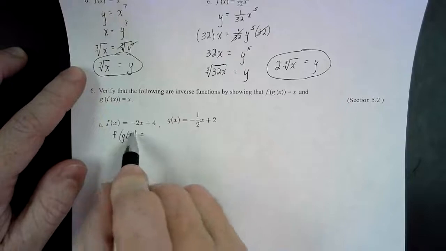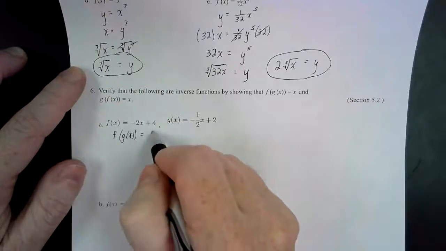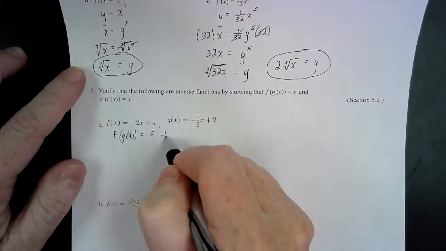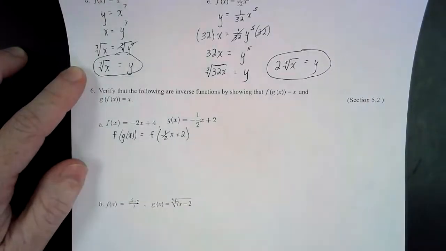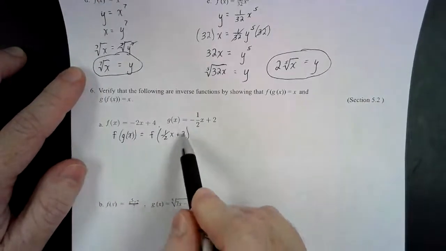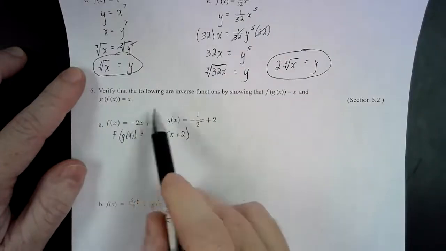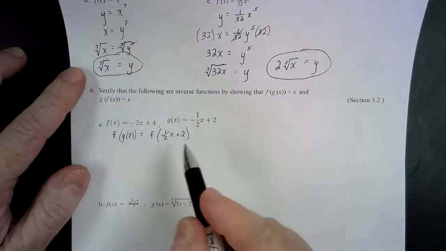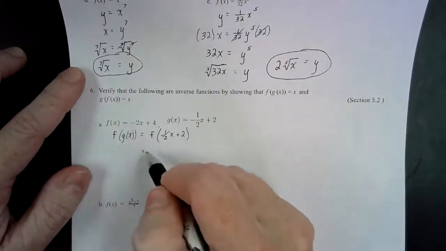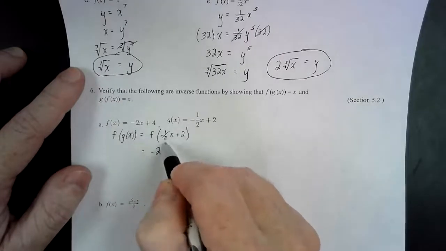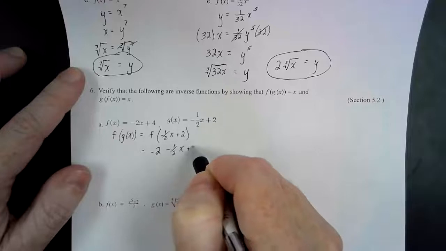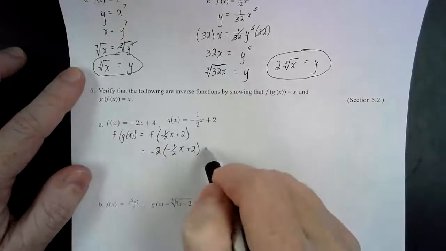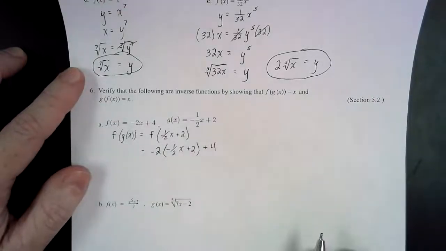So g of x equals, I'm just going to rewrite it like this, 1/2 x plus 2. And so now this is getting plugged into f. So basically you're plugging each one into the other. So f is negative 2x, which is this thing, negative 1/2 x plus 2, plus 4.